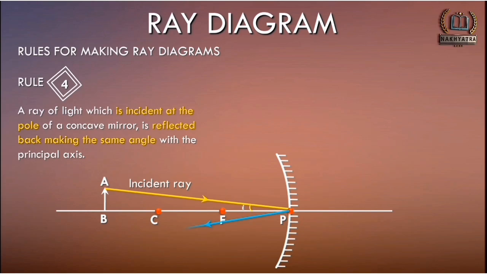After striking, the reflected ray also forms an angle with the principal axis. So that is the angle of reflection. Okay, so both these angles are equal. That means angle I is equal to angle R. So I hope everybody understood the 4 rules for making ray diagrams.